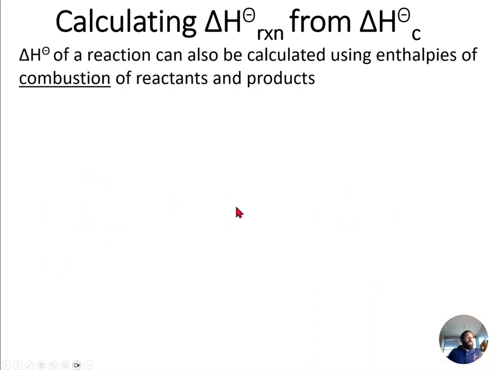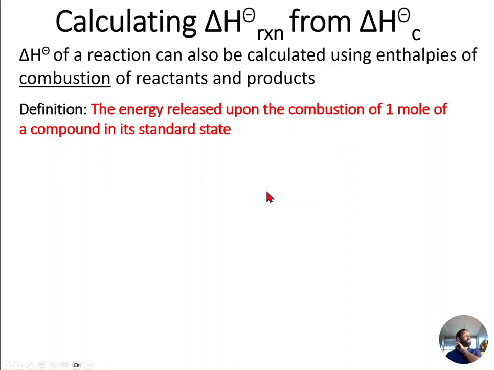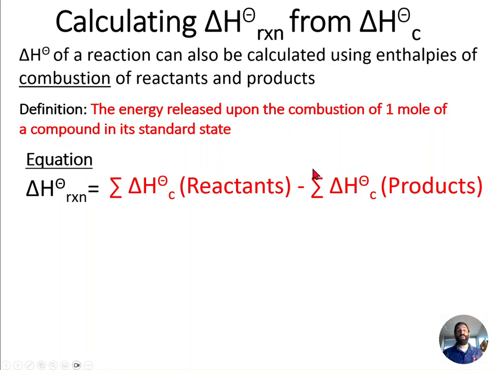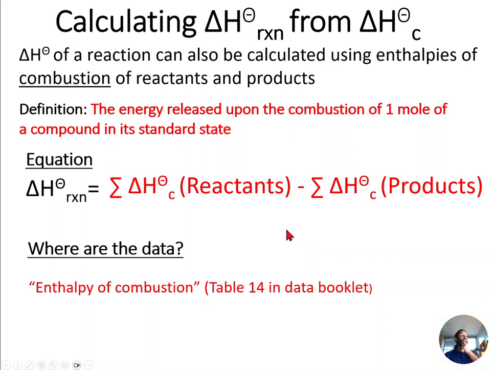All right, we can also use enthalpy of combustion data to calculate the enthalpy change for a reaction. So it's a really similar but a little bit different. The definition of enthalpy of combustion is the energy that is released upon the combustion of 1 mole of a compound in its standard state. The equation we use, the tool for our toolkit, is very similar to the last tool but different. The last tool was the sum of the enthalpy of formation of products minus reactants. This is the sum of the enthalpy of combustion of reactants minus products. Where are these data going to be found? Enthalpy of combustion is in table 14.